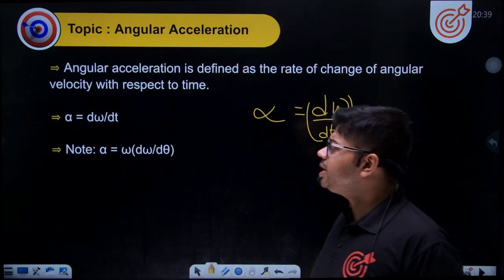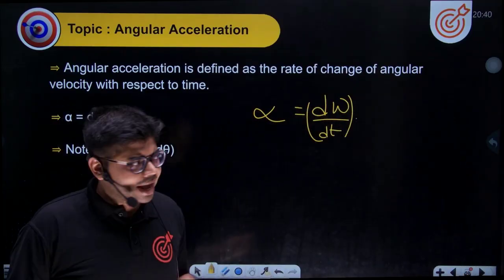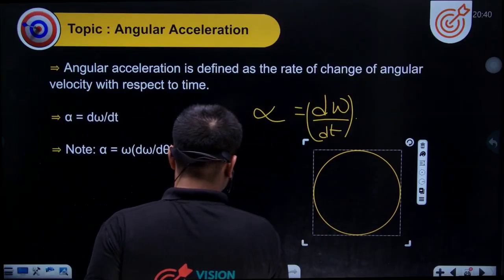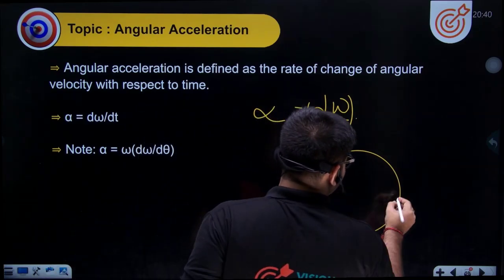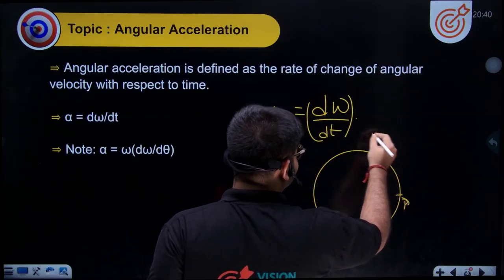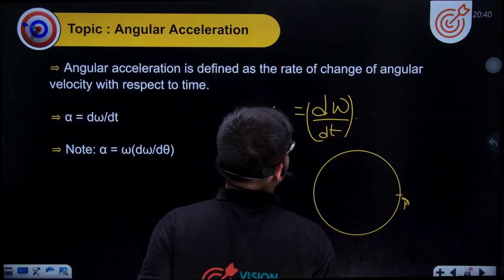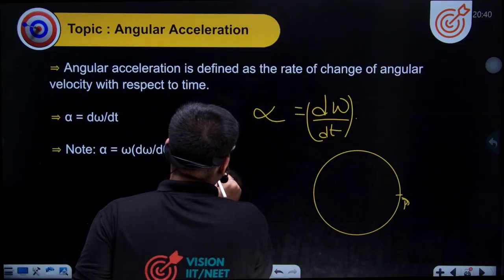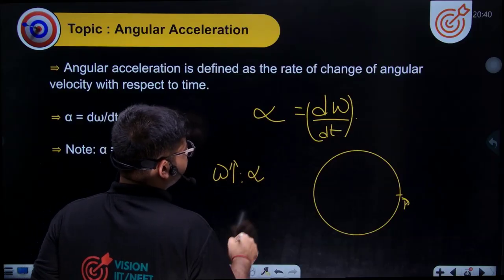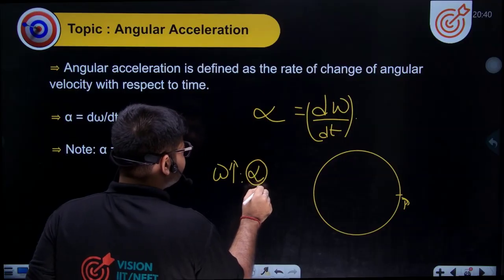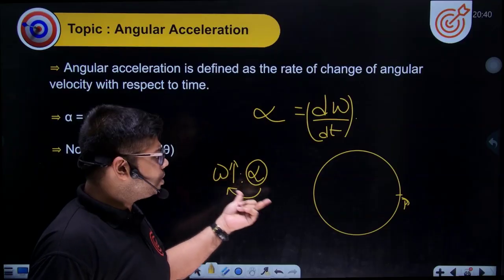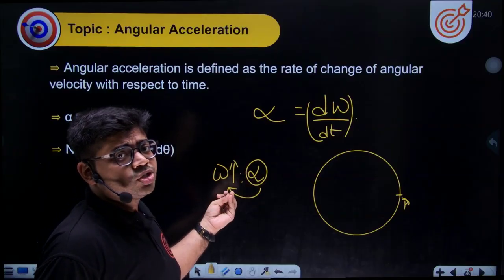And acceleration also has a direction here. Say for example, if there is a circle like this, and a particle is at point P, and it is accelerating. Accelerating means its velocity is increasing. If omega is constantly increasing, then obviously the acceleration alpha is supporting this omega. That is why acceleration is in the direction of the omega, and the speed is constantly increasing.